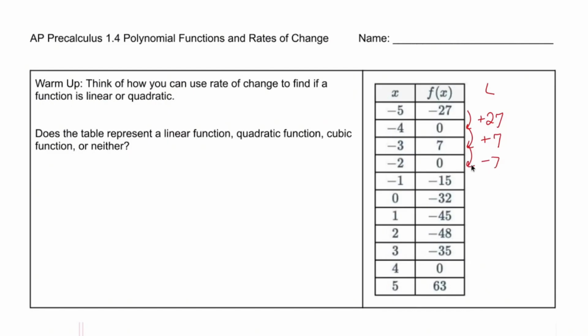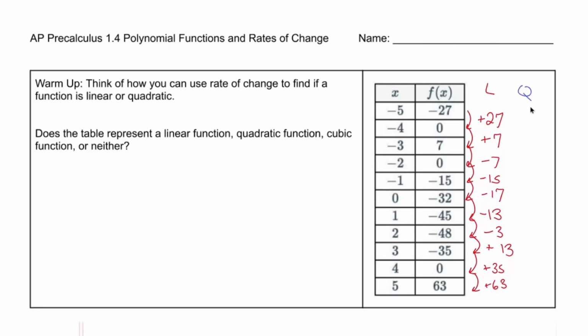Subtract 7, subtract 15, subtract 17, subtract 13, subtract 3. Now we're going back. Add 13, you're adding 13 to that guy. Let's add 35. Let's add 63. Well, you're not linear. So if it's quadratic, what we're going to do is see if the same thing happens and see if we get the same number here.